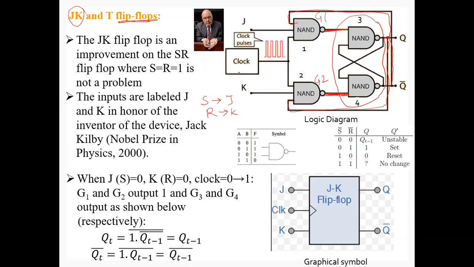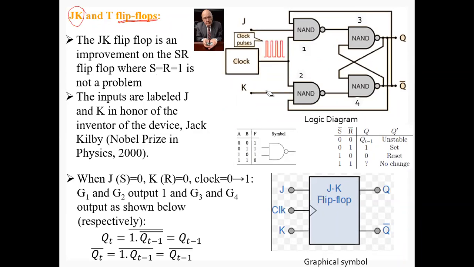Then there is a clock, okay? This is the enable signal, right? This clock is connected to both G1 and G2 like this. And you have the input J and you have the input K here. That completes the JK flip-flop. Question here. So far, so good.